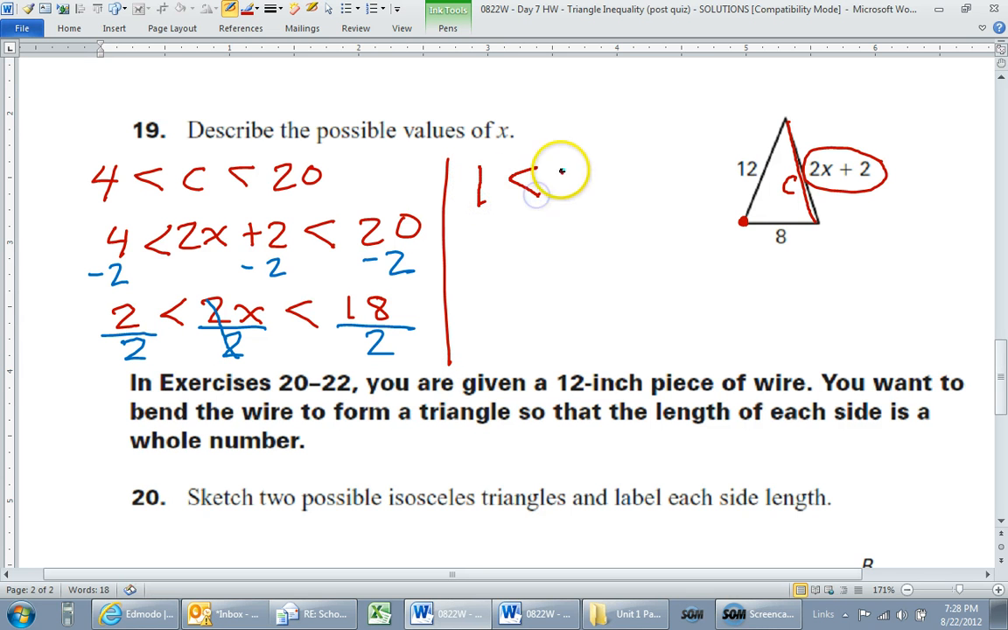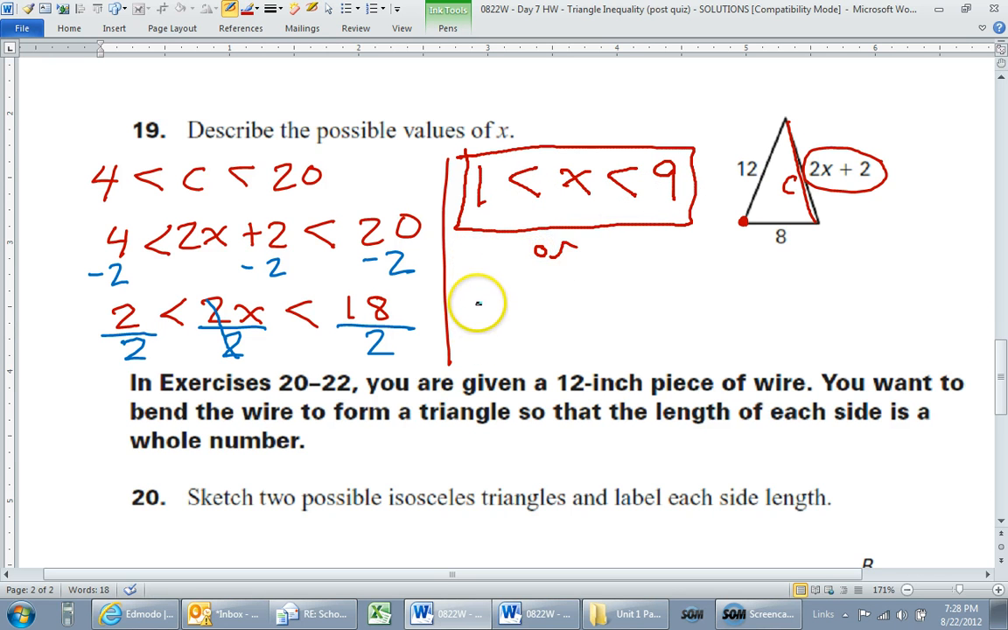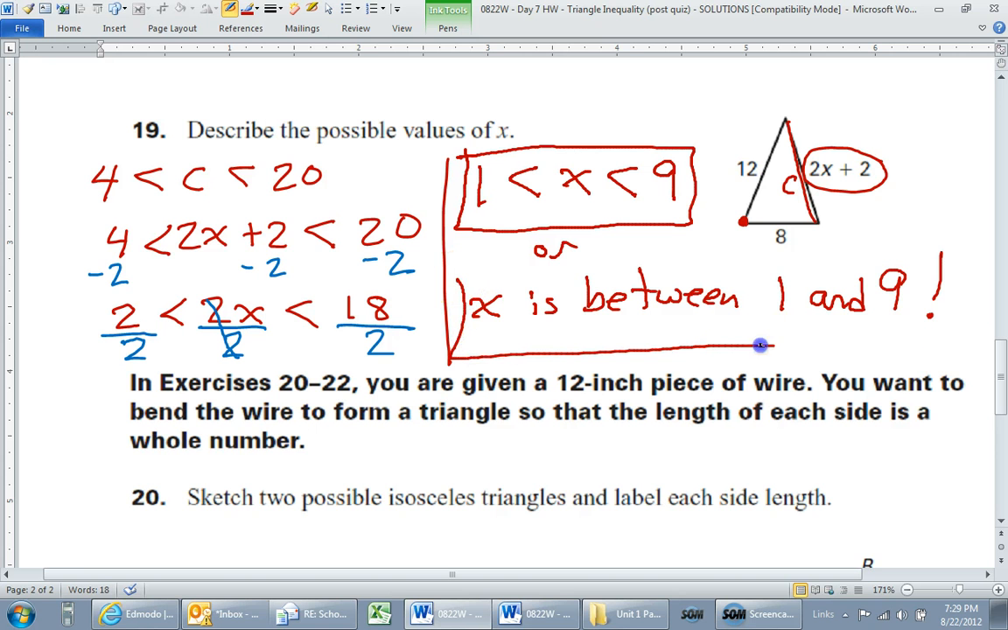1 is less than x, which is less than 9. So guess what? These are the possible values of x. You can just leave it just like that. In words, x would be between 1 and 9. I'll write it that way too. X is between 1 and 9. Okay, same thing. That is how you do number 19.